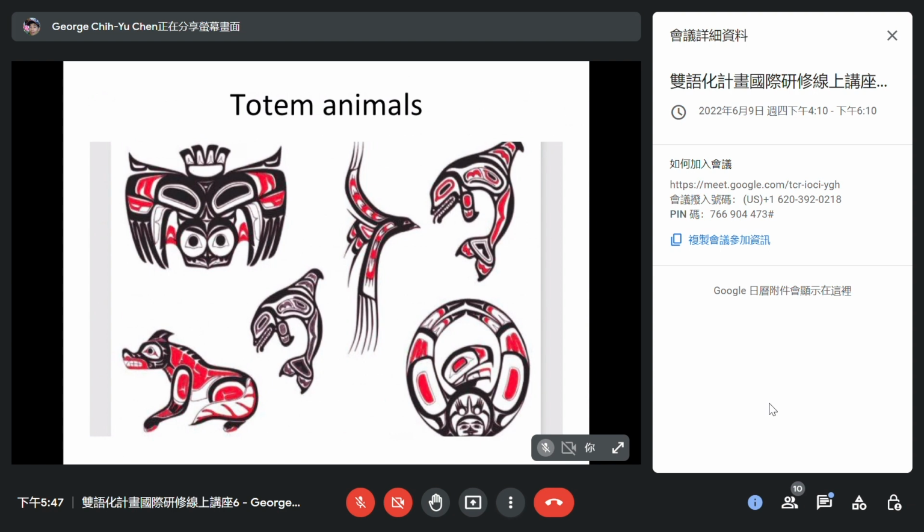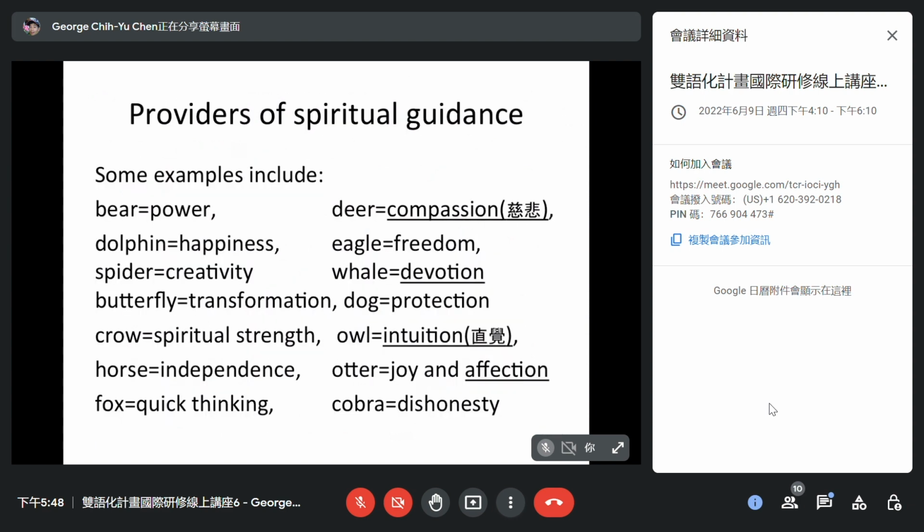So each animal is associated with spiritual meaning. And in the next slide, I will give you some of the examples. In these slides, you see examples of whales, bats, wolf, and the eagle. And all these animals have meanings.